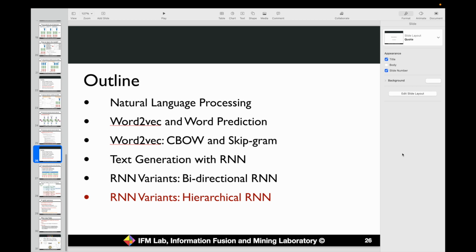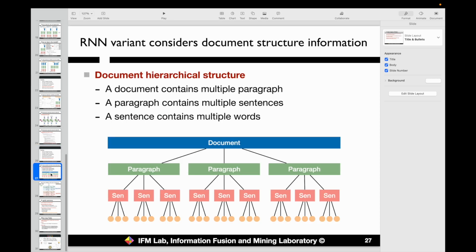Okay, so besides the bidirectional recurrent neural nets, we can also have some other variants of the RNN model. In this page, we want to discuss another variant, which is called hierarchical RNN. What is a hierarchical RNN? Before we introduce the architecture, we want to discuss the structure of the document first.